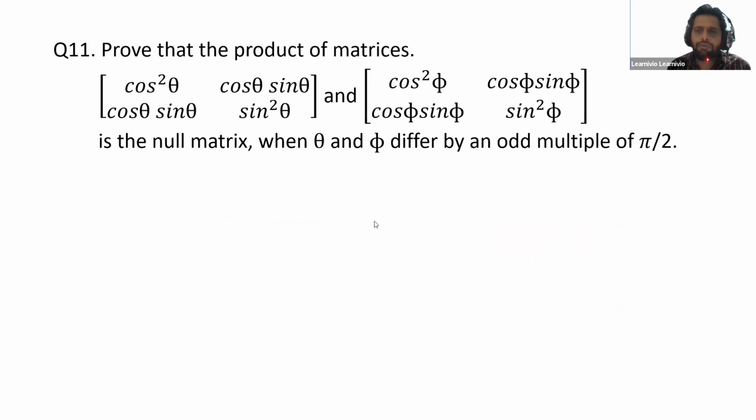Yeah, please try this question. So the question is, prove that the product of these two matrices is the null matrix when theta and phi differ by an odd multiple of pi by 2. Okay, so first of all, please multiply this, then I will help you in solving this question. Please multiply this. Please complete this.